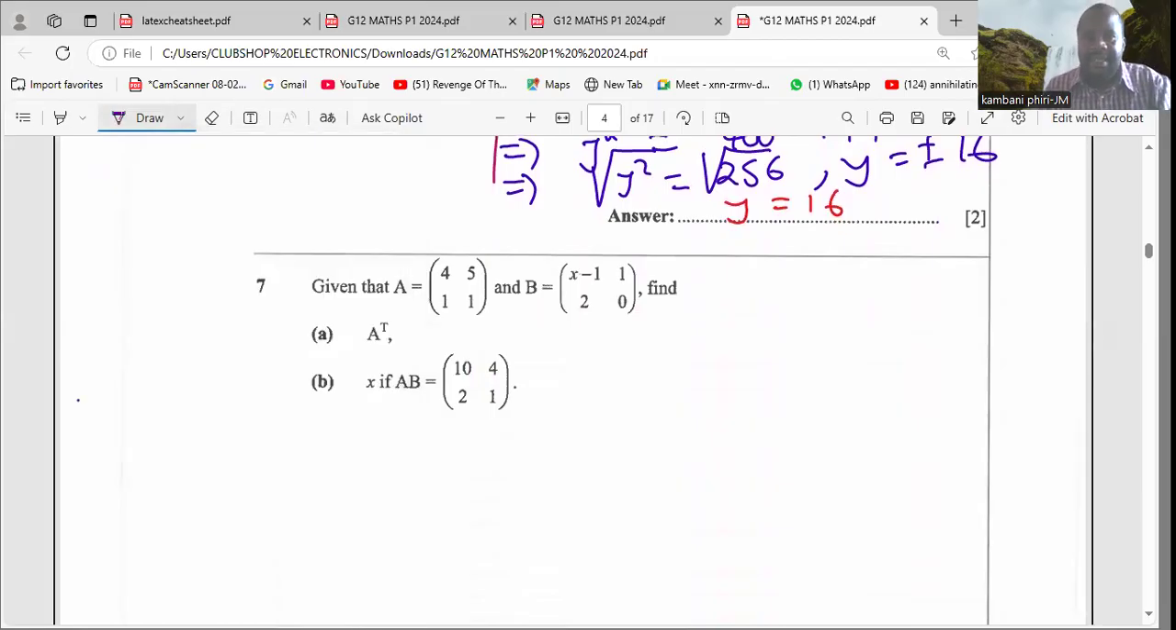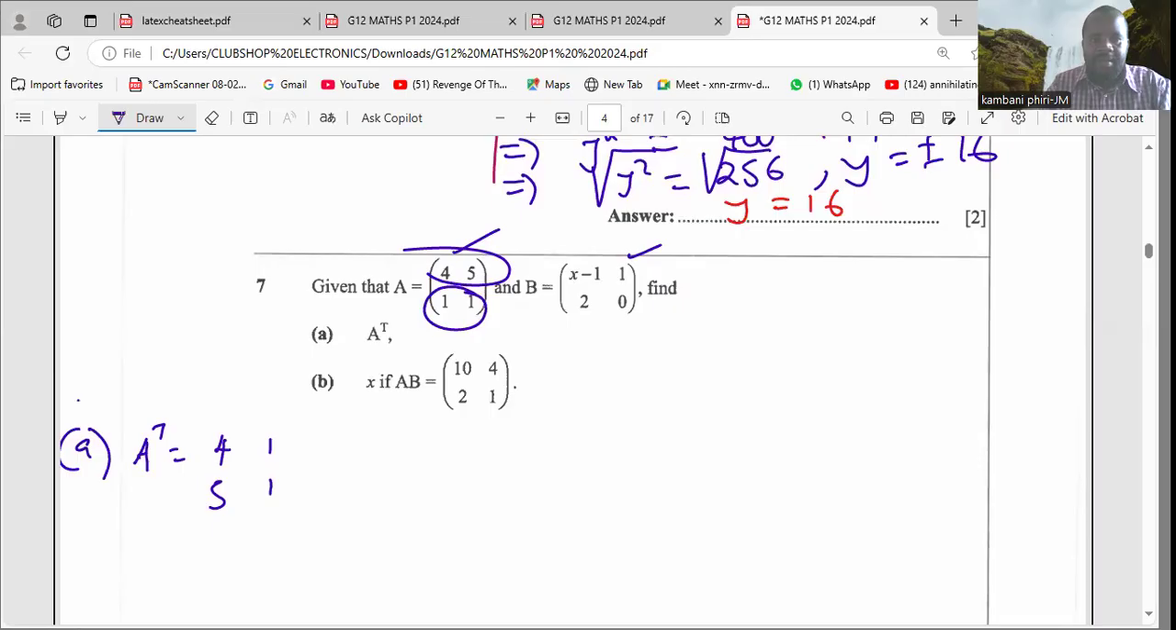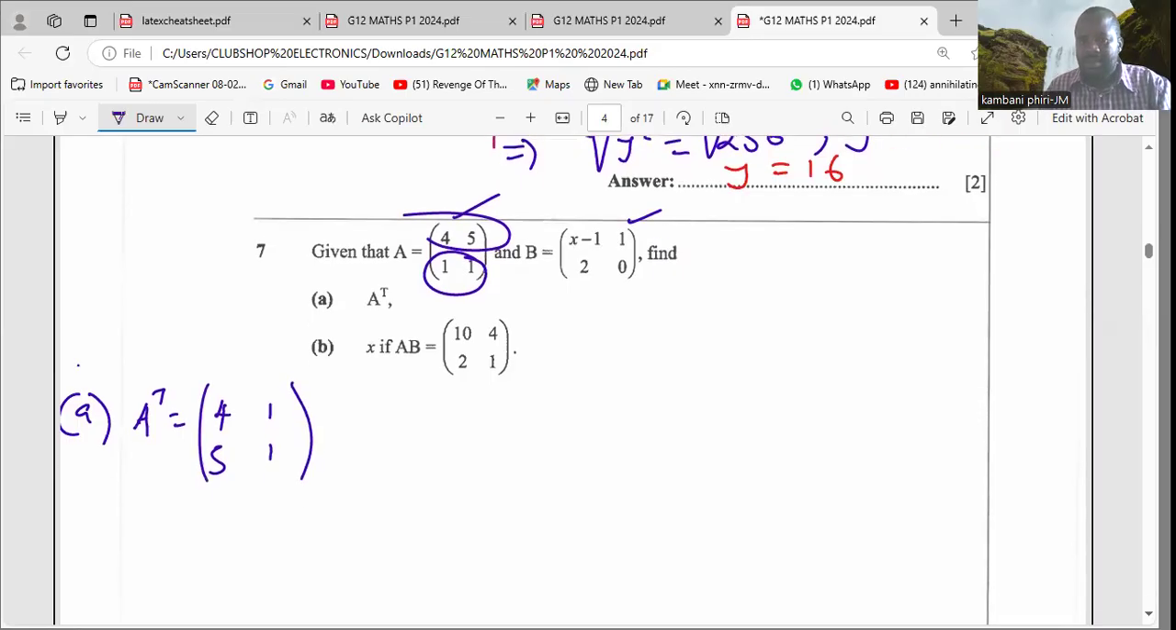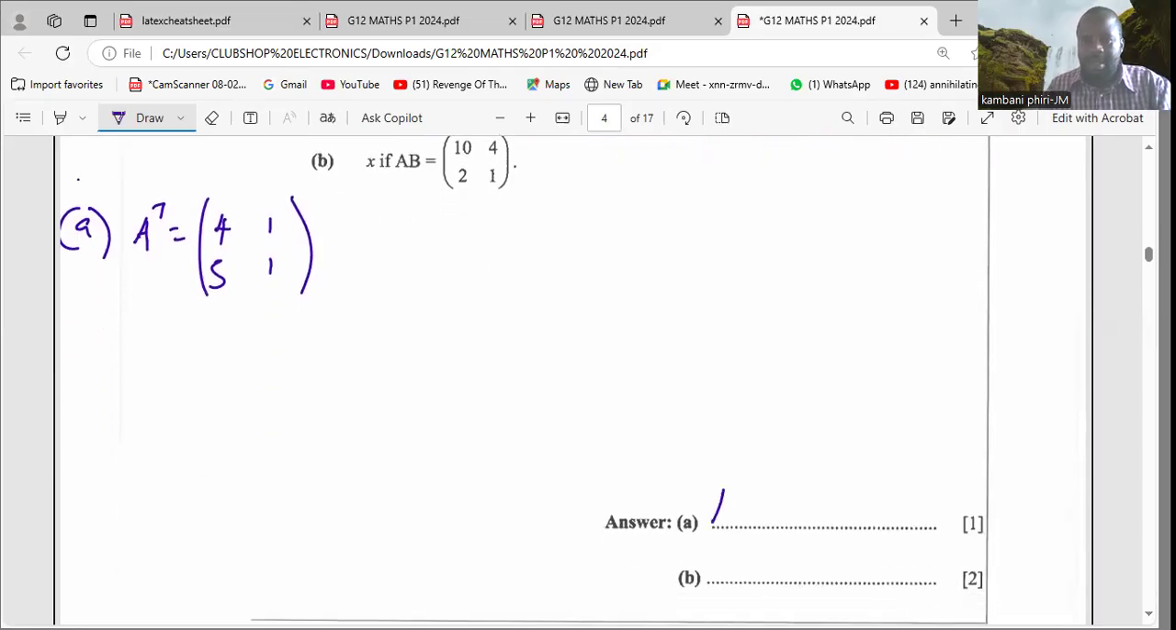Given that matrix A is as given here and B is that, find A transpose. So we transpose A. We make this row become a column, 4, 5. Then this one would be 1, 1. And this is your solution. So A transpose is 4, 5, 1, 1.